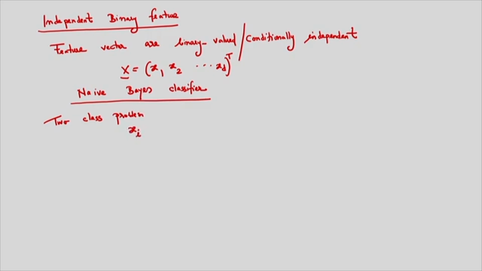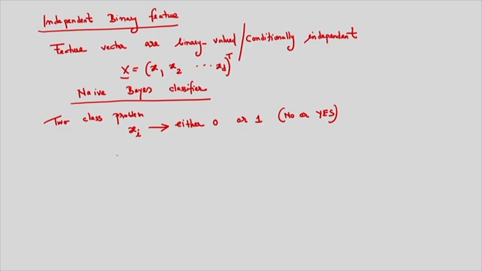Suppose I am considering one feature xi. This is the binary valued feature we are considering, so either it may be 0 or 1. That means 0 means no or 1 means yes. So we are considering the feature value xi, either it may be 0 or 1.